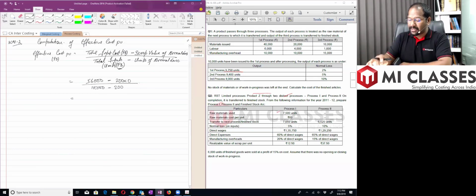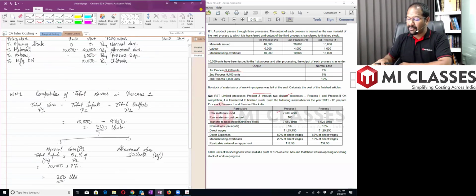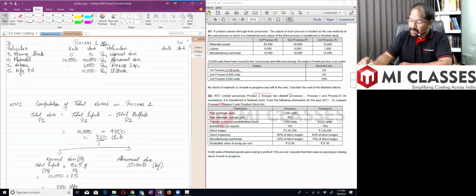But before calculating this, we have to go back and fill one data. Normal loss how much? 200 units. And abnormal loss how much? 50 units. Scrap value is 0. And process 2 is 9,750 units. And closing stock is not there. We have got this much.